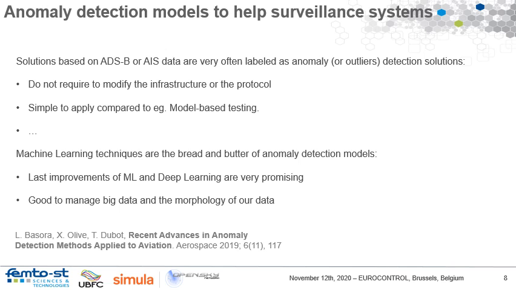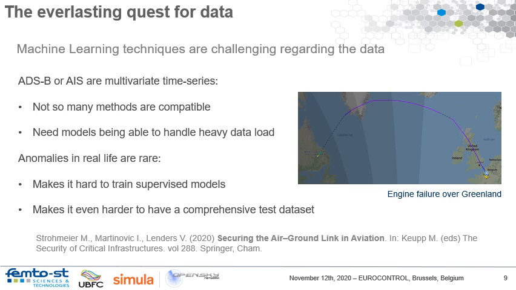So for a more comprehensive list of efforts made in the literature on the subject of anomaly detection models for ATC, I invite you to go and have a look at the paper cited here. For now, we decided to really focus on machine learning techniques that are data-driven and that are the bread and butter of anomaly detection models, thanks to the latest improvements of machine learning and deep learning, which are very promising, and also because they are really good for managing big data and the morphology of the data that we have. So machine learning techniques are challenging regarding the data.